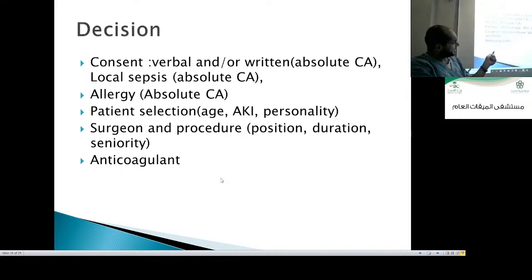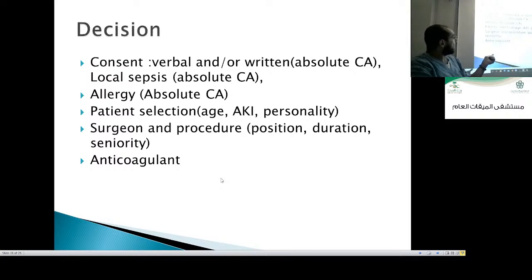Surgeon and the procedure: some surgeons are slow in their actions and will take a long time, or they are very apprehensive in the surgery and can say bad words, so it's better to avoid regional anesthesia with these surgeons. Procedure: if it's a very lengthy procedure in a prone position, for instance, the patient will stay prone or lateral for a long time while he is awake. I will not prefer to stay 4 hours in a prone position.